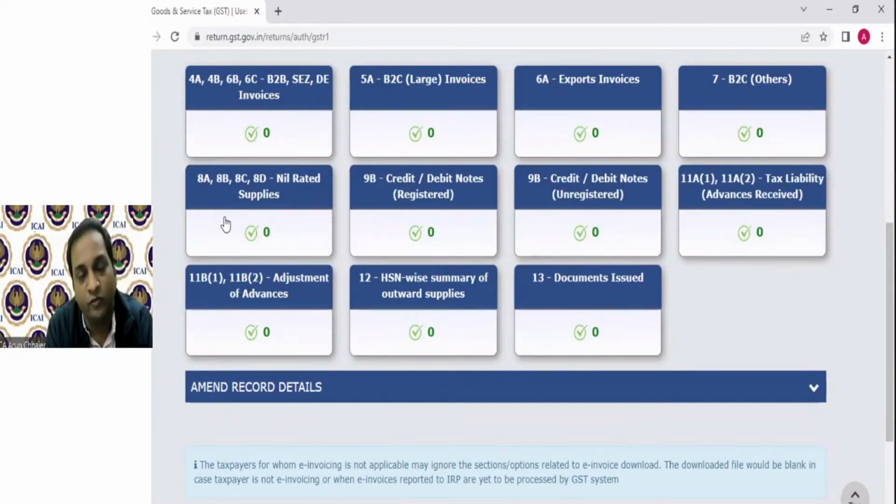IFF and GSTR1. अगर आपकी फ्रीक्वेंसी QRMP है, in that case for month 1 and month 2 you need to give the B2B transaction in IFF. What is the benefit? So that my registered party can get the ITC. Difference in GSTR1 and IFF: in the GSTR1 you can report B2B, B2C, export. Every table will be available in the GSTR1, but in the IFF only 2 tables are available, this one and this one.